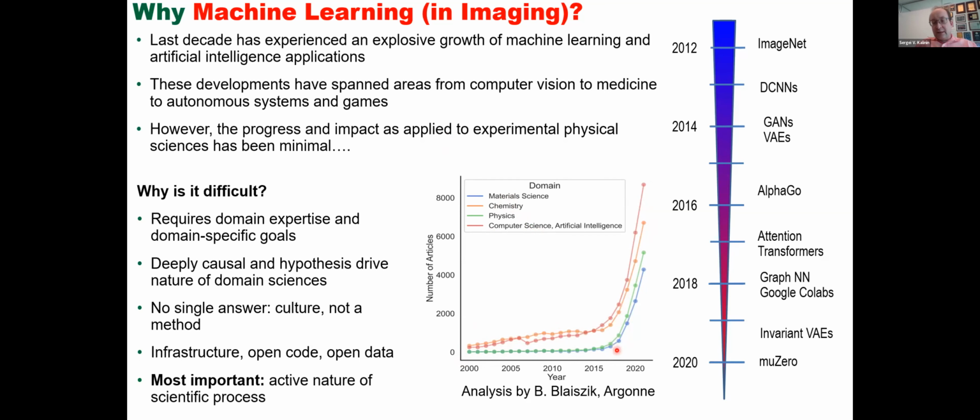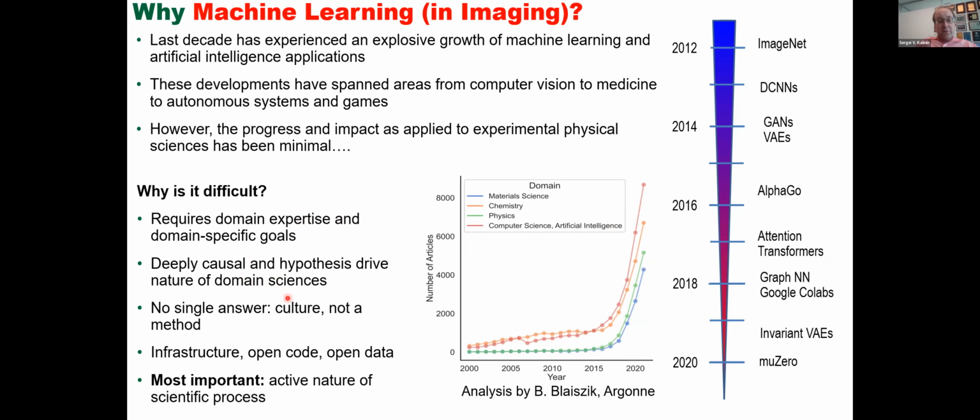In physics and material science, there were virtually zero publications prior to 2016. My own work in ML and physics started in 2008 and 2010. At that time, it didn't even register. Now, of course, it has become a big thing. So the question is, why is it difficult to apply machine learning for solving real world problems? The answer is very simple, because it requires first and foremost domain expertise and domain specific goals. The second reason is that the domain sciences are causal and hypothesis driven. Machine learning is data driven.